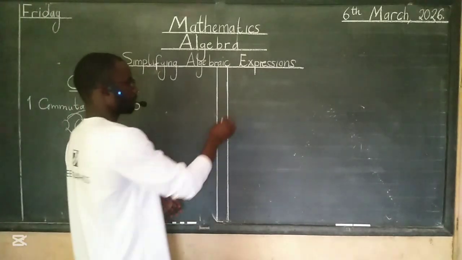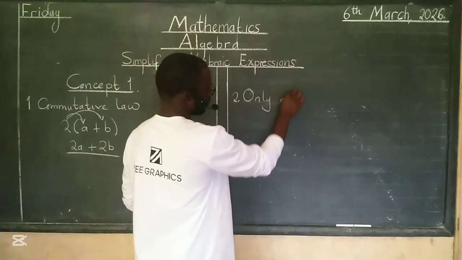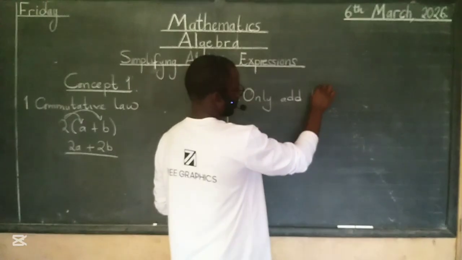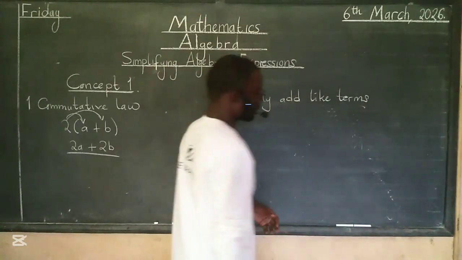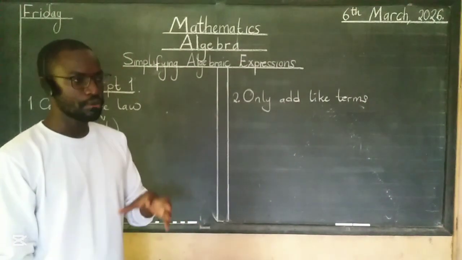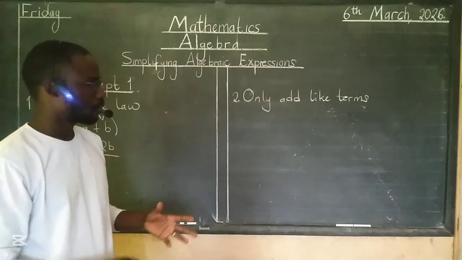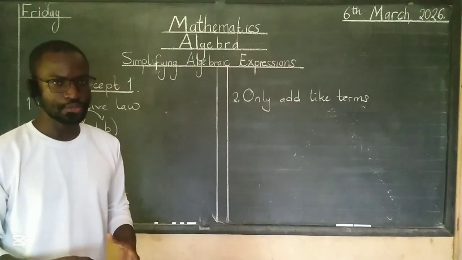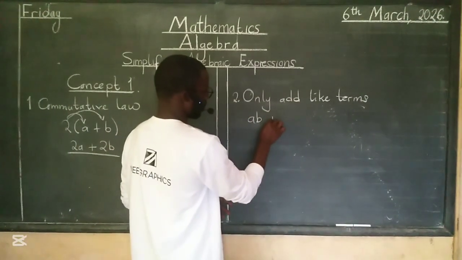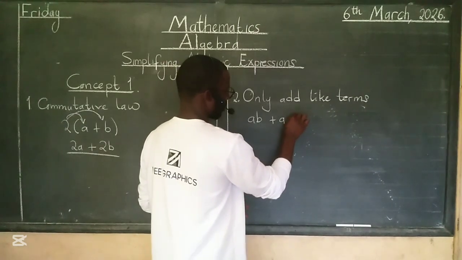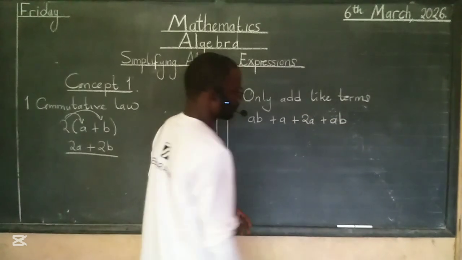The second principle I need you to understand is this: only add like terms. This is used when you are dealing with variables, because sometimes we don't have like terms. What do I mean? Let's say you have ab plus a plus 2a plus ab.